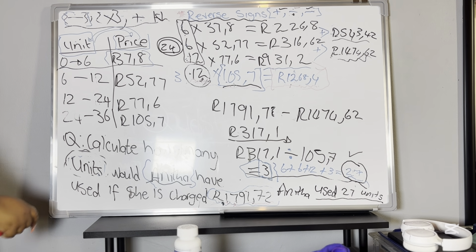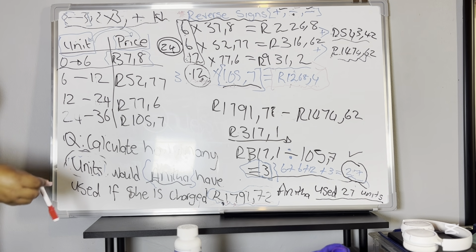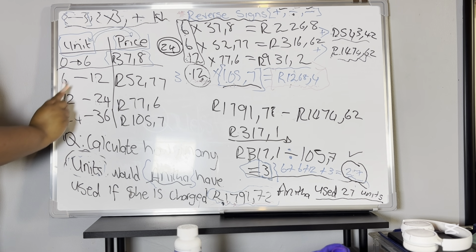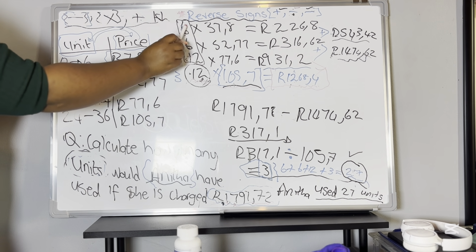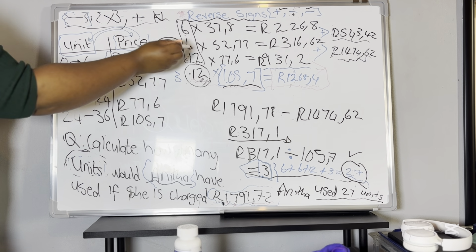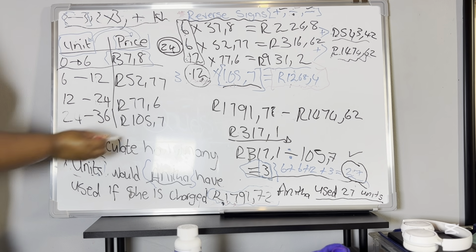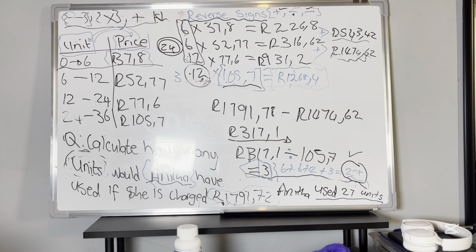So the first thing that you do, you apply the steps of a simple question, whereby you check your differences between the units. When we check the difference between the units, we got these answers. The difference between 6 and 0 is 6. The difference between 12 and 6 is 6. 24 and 12 is 12. 36 and 24 is 12. Right? And then we move to the second step of multiplying.